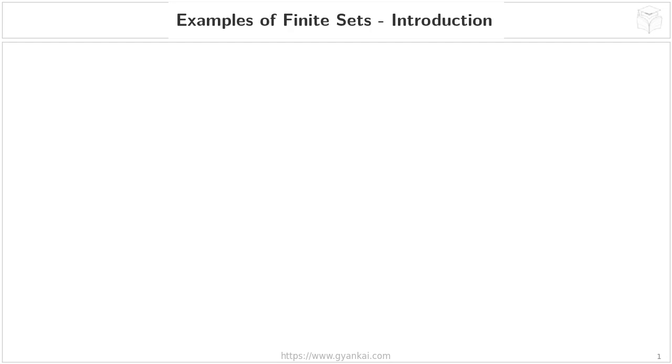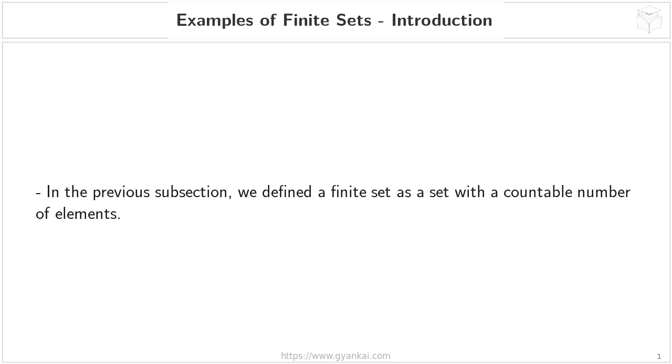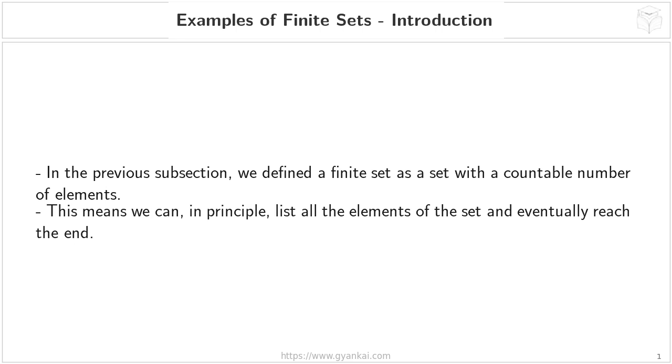Examples of finite sets, Introduction. So let's move on to looking at some examples of finite sets. As you recall from our previous discussion, we defined a finite set as a collection of items, or elements, where the number of items is countable. That is, you should be able to count the number of elements in the set and arrive at a whole number. Now, what does countable really mean?